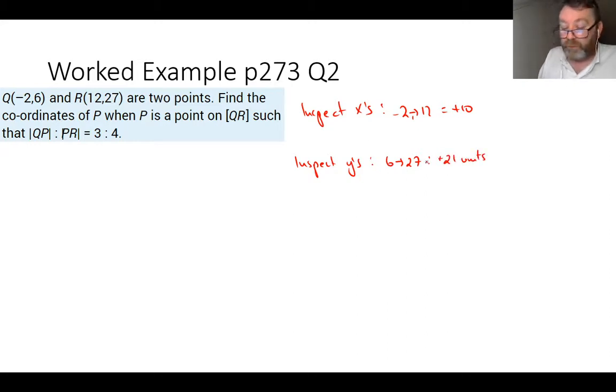Okay, so plus 21. So we go from -2 to 12. Sorry, it's plus 14, isn't it? -2 to 12 is plus 14. So the x's go from -2 to 12, which is plus 14. The y's go from 6 to 27, which is 21 units.